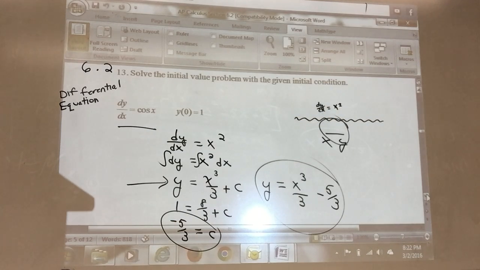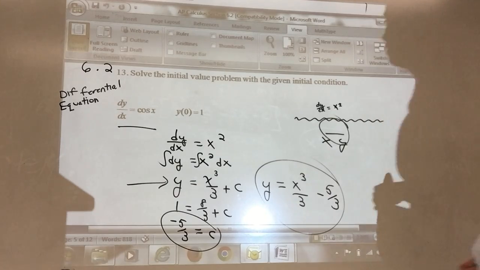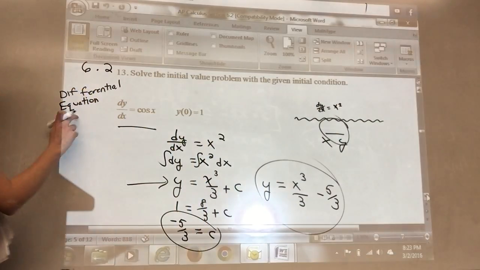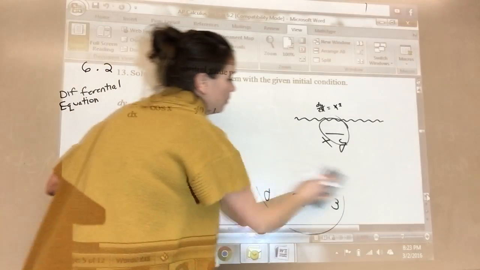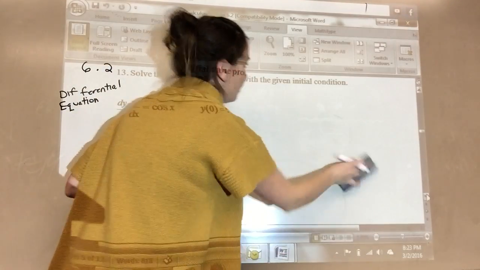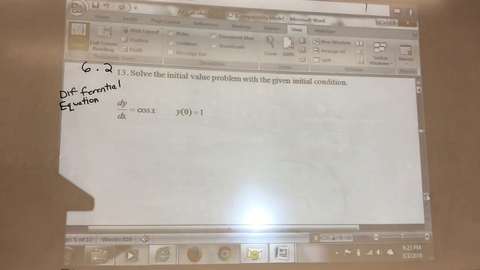Okay, so this is number 12 for you guys on your notes. Solve the initial value problem with the given initial conditions. This is just another type of differential equation, so you can write that next to it. The initial value problem means they'll be giving us some initial value, but we'll still be looking for the original function. Okay, so here we go.